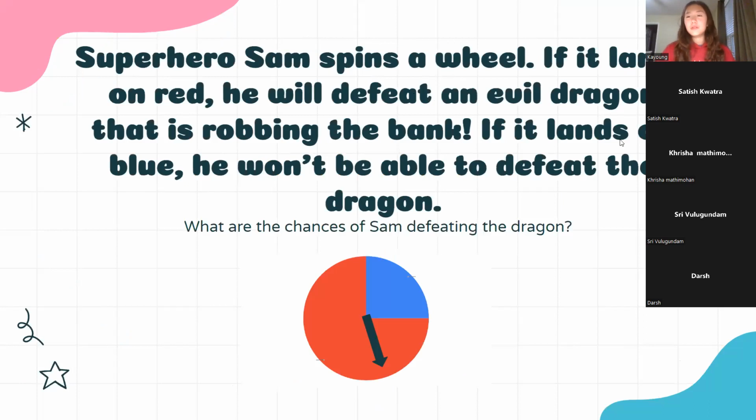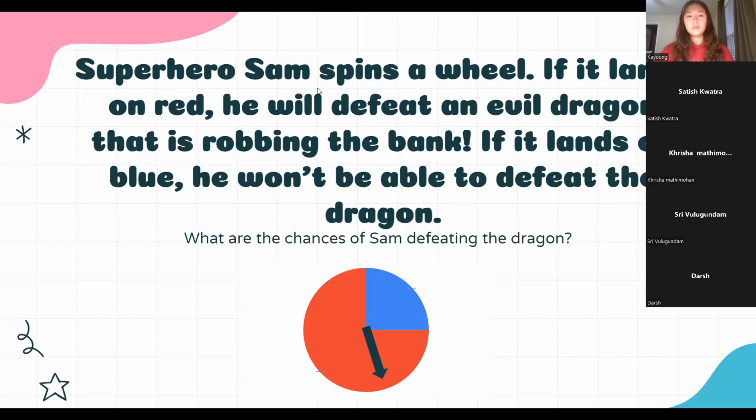Superhero Sam spins a wheel. If it lands on red, he will defeat an evil dragon that is robbing the bank. But if it lands on blue, he won't be able to defeat the dragon. So what are the chances of Sam defeating the dragon? Type in the chat. So remember, if it lands on red, he will defeat it, and if it lands on blue, then he won't be able to defeat it.